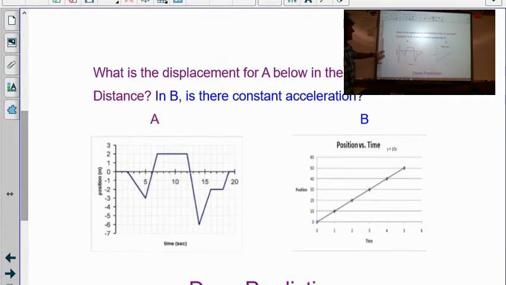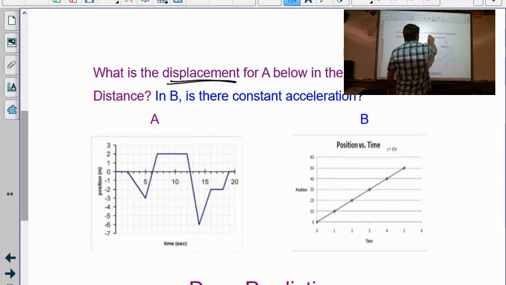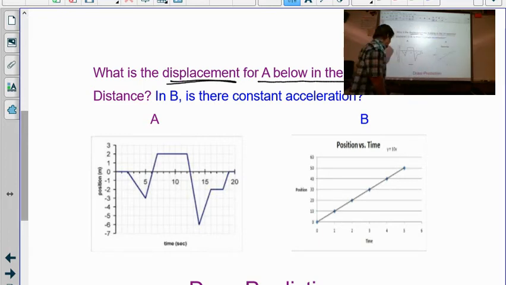So for this right here, this is going back again to talk about displacement and distance and how they're related. So what is the displacement for A below in 19 seconds? So here's A. Starting at 0, let me do that in a different color, I want to go to 19 seconds, which is right there. So hopefully you will see that this is showing position right here. And remember that displacement is your change in position.